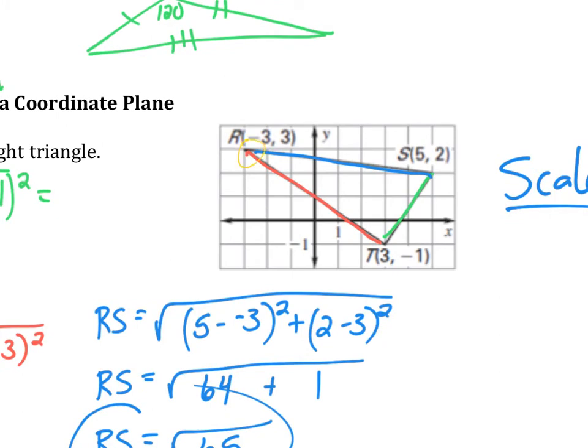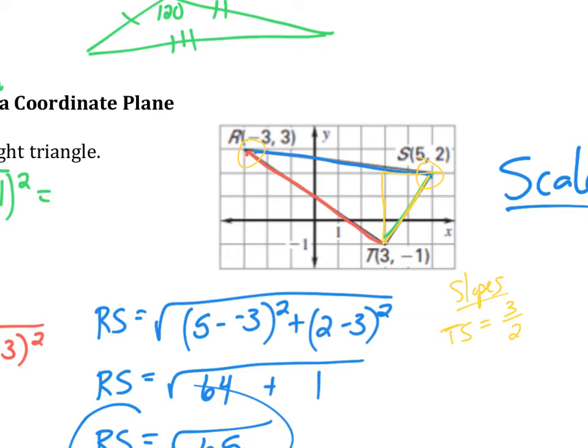Well, this angle is clearly not. This angle is clearly not. We've got to find out if angle T is a right angle. So first, find the slope of T to S. So slope of, oops, let me just write that out. Slope of TS is up 1, 2, 3, to the right 2. So it'll be 3 over 2.